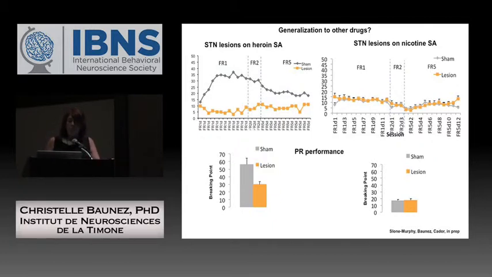So now we tried nicotine, and surprisingly enough, on nicotine motivation, STN lesions have no effect at all. But you may wonder why. The scale is the same, and you see that clearly rats don't seem to like much nicotine, so they don't take that much. Therefore, seeing a decreased motivation to take the drug is really difficult because the level of intake is really low. So there's not even a trend on the progressive ratio schedule of reinforcement.